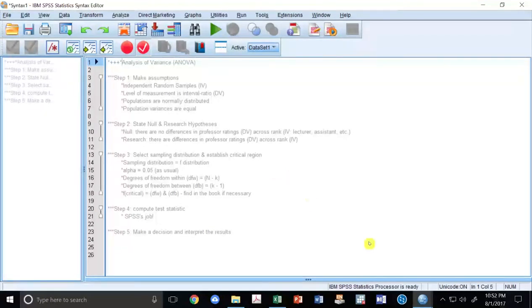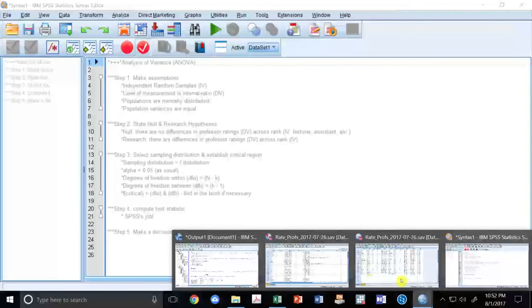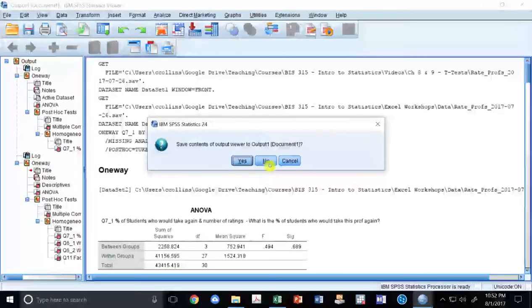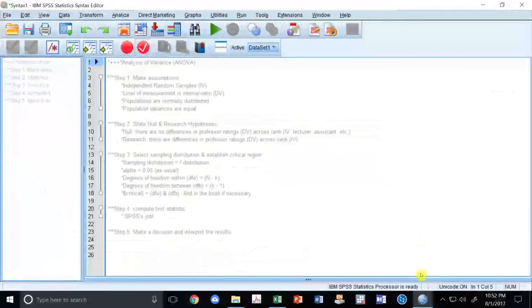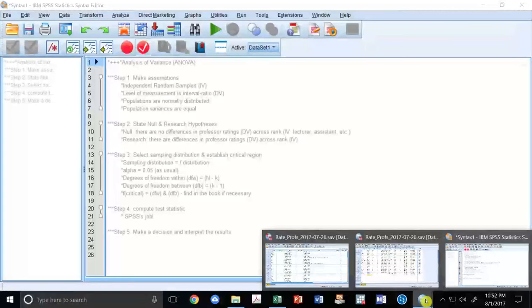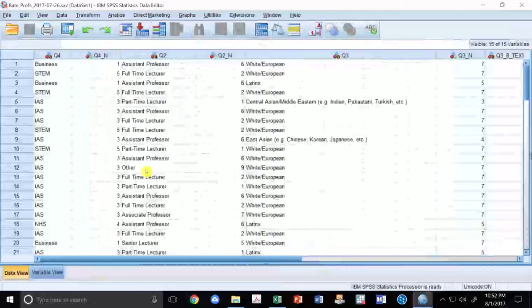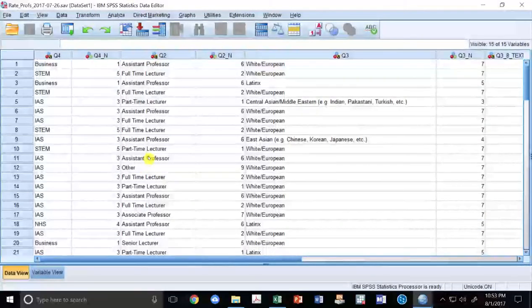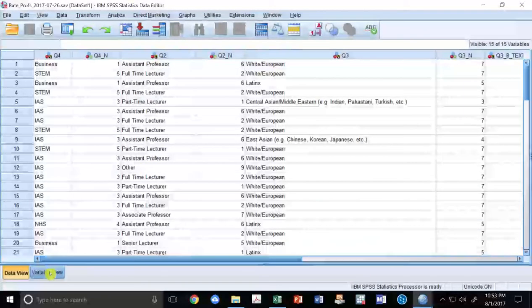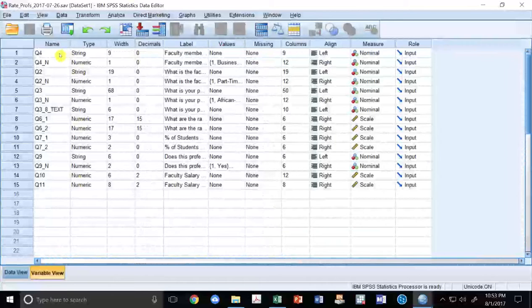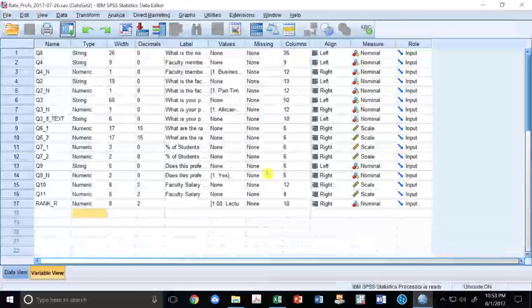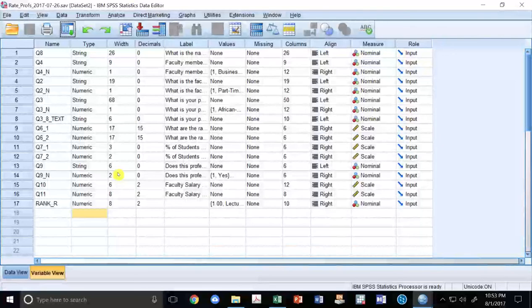So first, actually, let me close my output so we have a clean output. Let me open my professor's data. Okay, so let me just give you a quick overview of this data. So we have a data set here with a variety of variables. We're only going to be using a couple of variables, and that is the wrong data set. This is the data set I want. So we're only going to be using a couple of variables here.